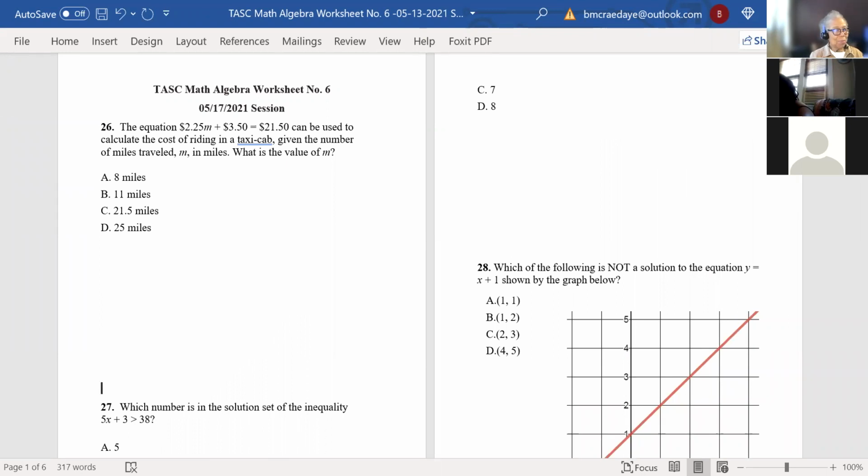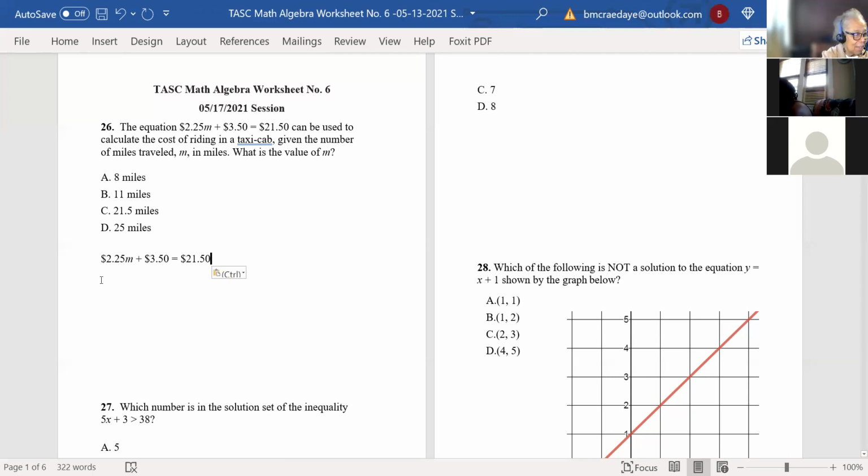I wrote it down. How did I do this? As a variable and a fixed part, the taxi cab problem. I'm trying to remember. Okay, let me just copy the equation here. And then you tell me what you did with this equation to solve for M. Okay, so what did you do here?